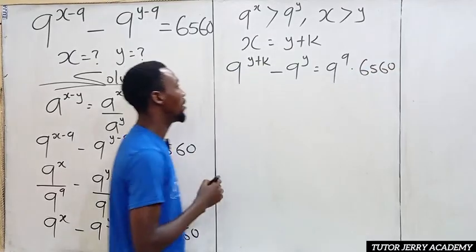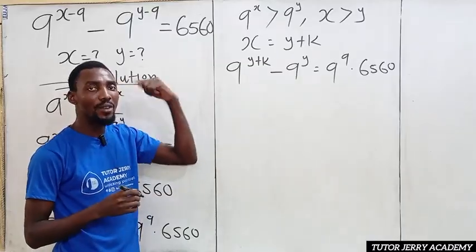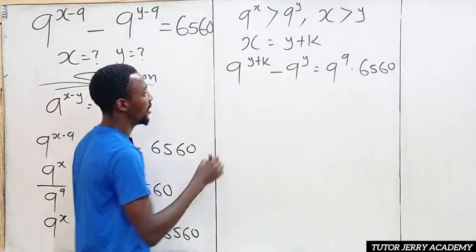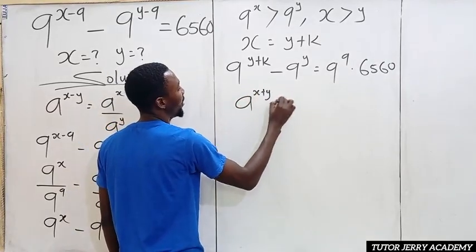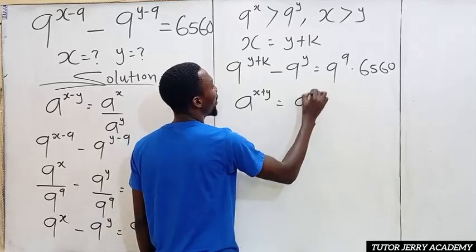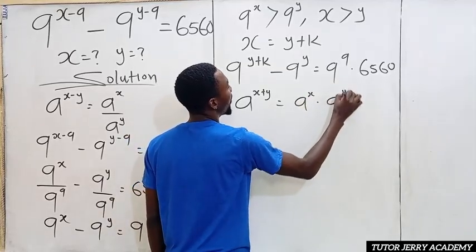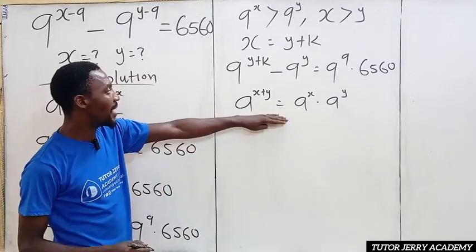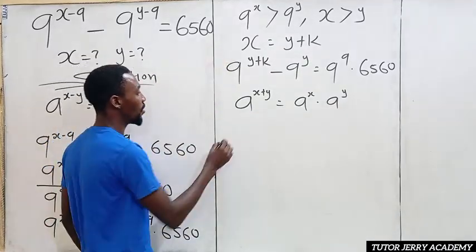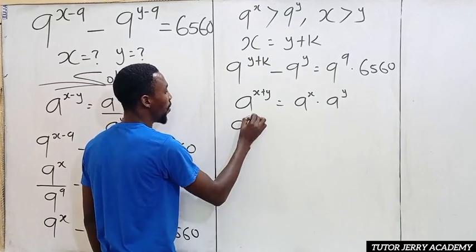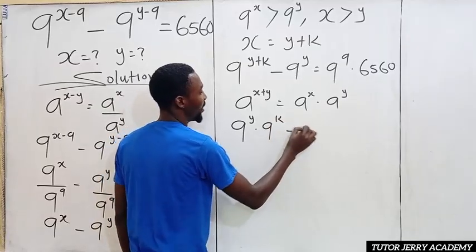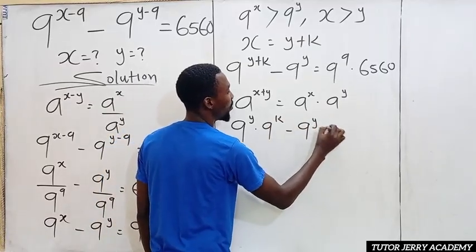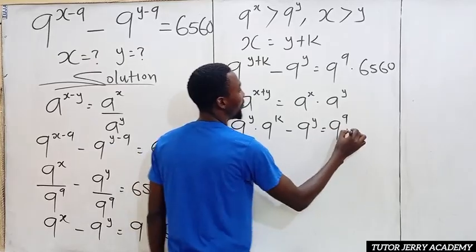6,560. Now, again, we are going to recall from the law of indices that says if we have a to the power of x plus y, it's going to be equal to a to the power of x multiplied by a to the power of y. So if we apply this here, we are going to have 9 to the power of y multiplied by 9 to the power of k minus 9 to the power of y equal to 9 to the power of 9 multiplied by 6,560.